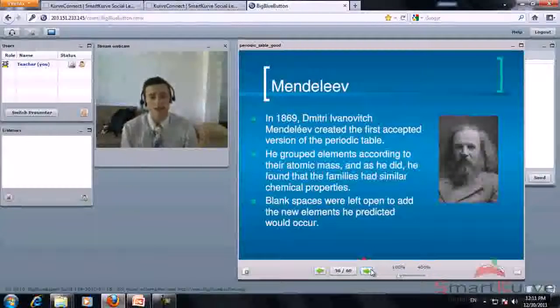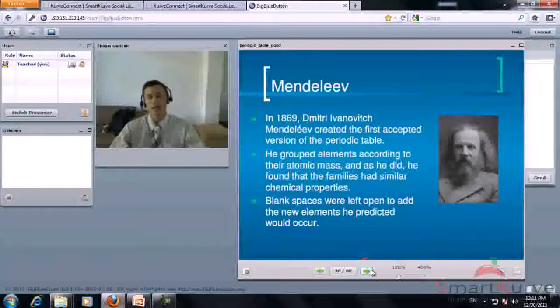Okay, so where did this idea of the periodic table come from? This brilliant way of organizing all of the elements by their chemical properties, by the number of valence electrons. It came from a guy named Mendeleev, a Russian guy, Dmitry Ivanovich Mendeleev. He created the first accepted version of the periodic table.